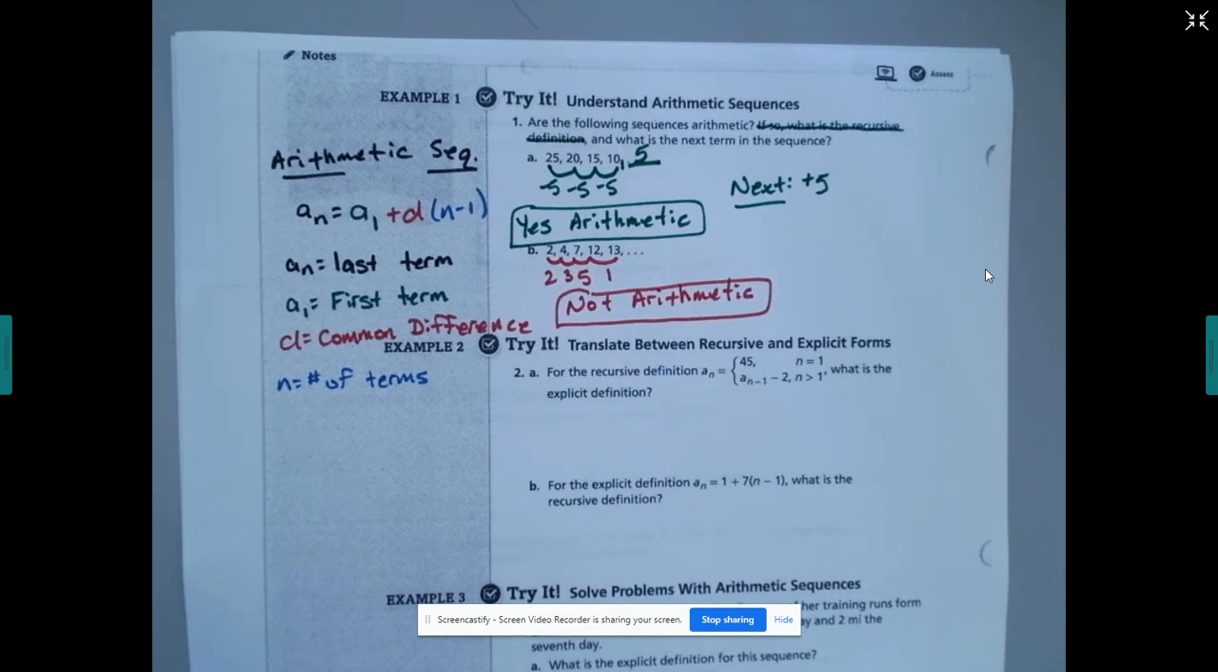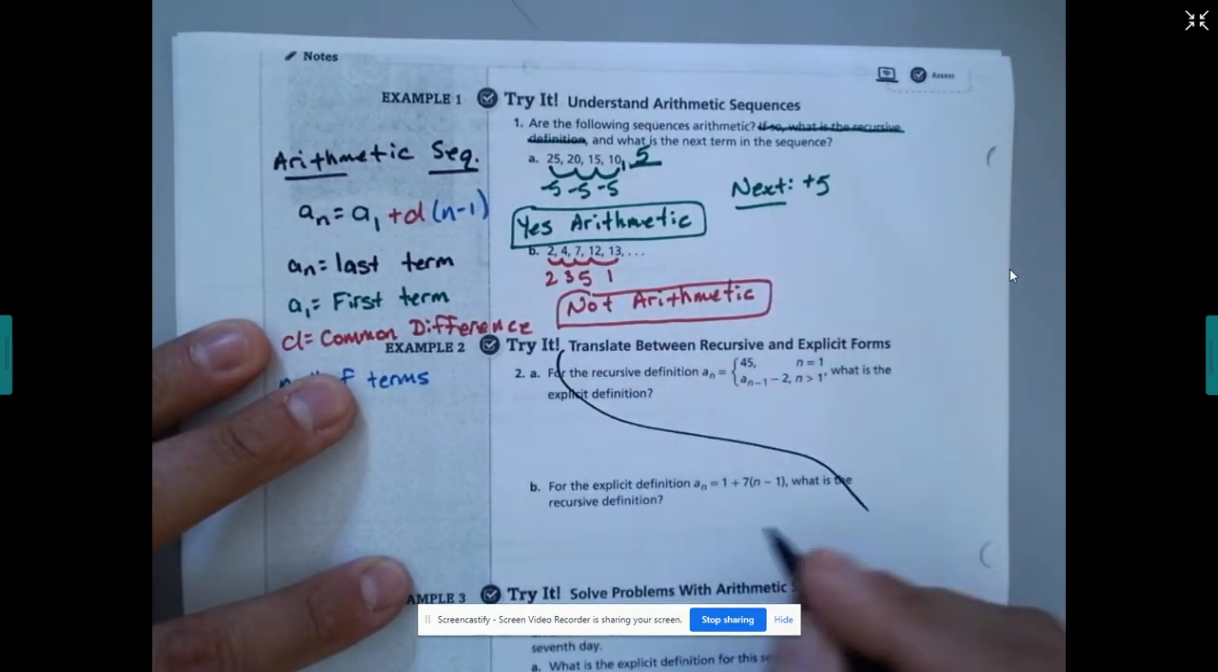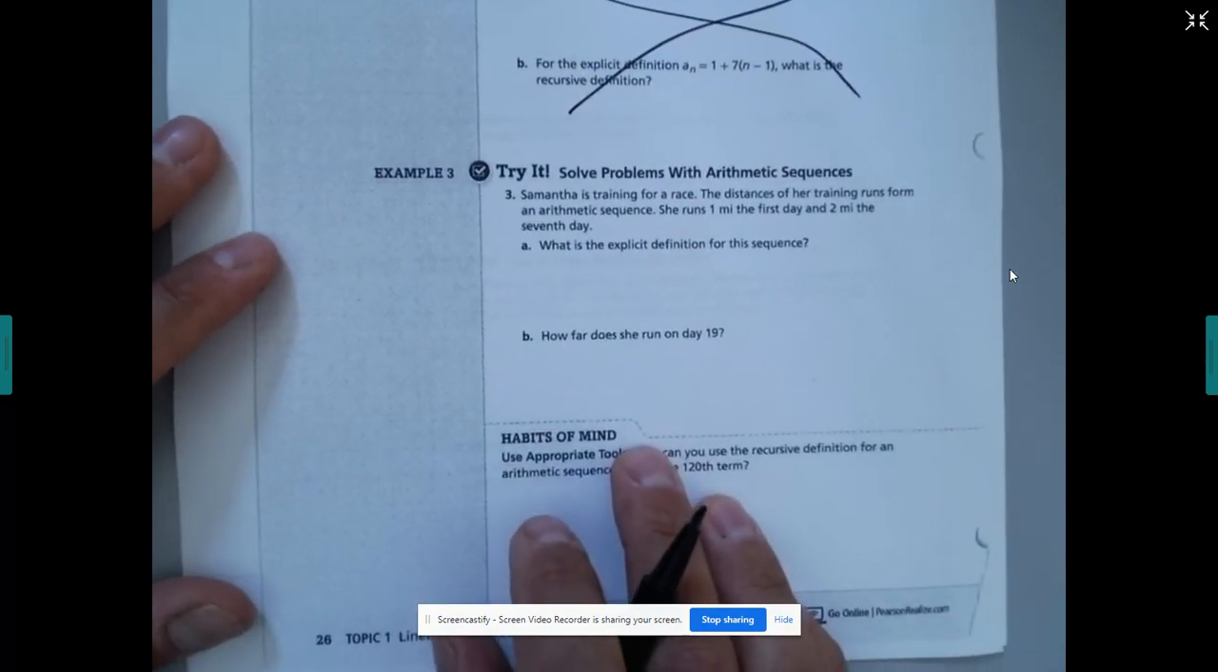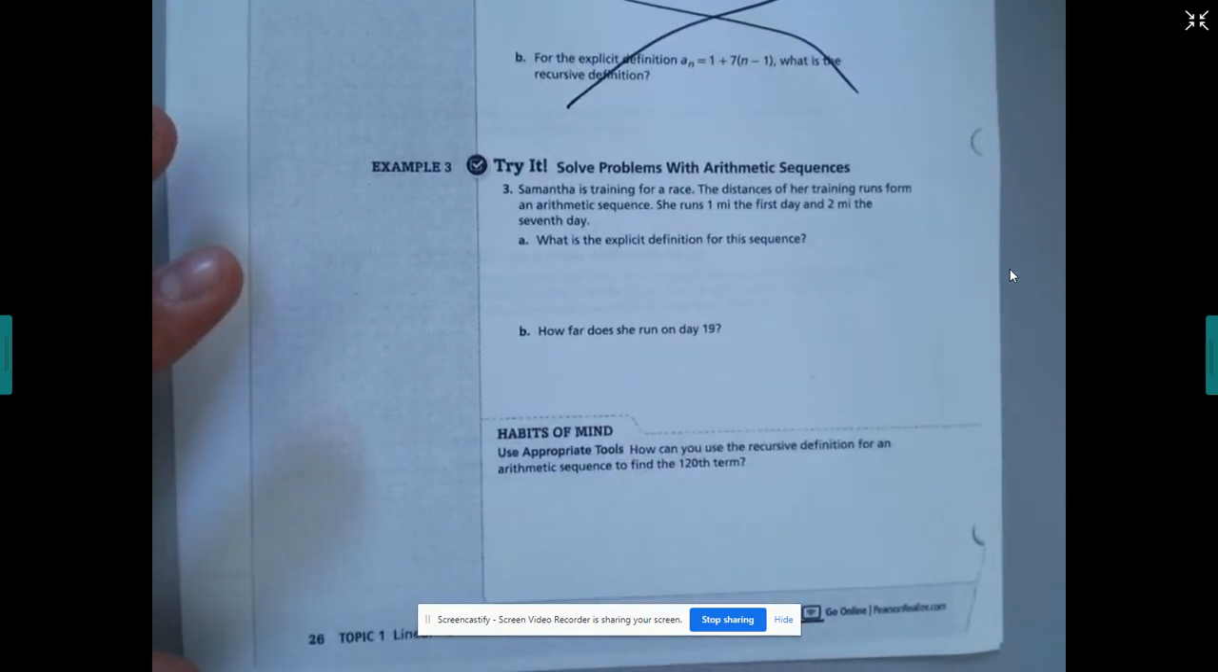We are actually going to skip problem number 2. So if you have your notes, you can just go ahead and cross that out. If you are writing it down, just don't worry about that part. We're going to come down here to example 3. Now we are actually going to solve a problem with arithmetic sequences.